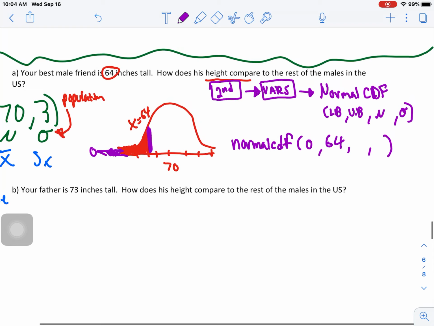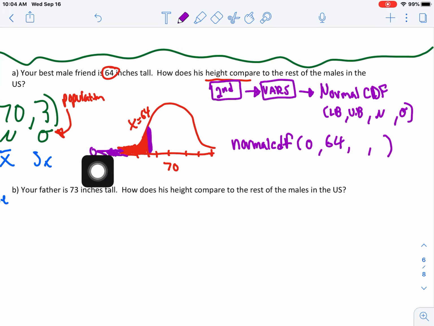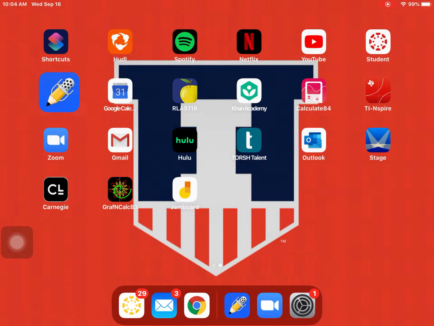And you'll see different examples. Sometimes I'll use 0, sometimes I'll use like negative 99999. The difference there is really so small that it's not going to affect your answer. So in this case, I'm just going to use 0 as my lower bound. 64 is my upper bound, and that traps this shaded region that we want to compare. Now mu and sigma were already given to us in the problem as 70 and 3. So now I'm going to take this that we just wrote and pull out the calculator and let the calculator figure out what percent that is there.